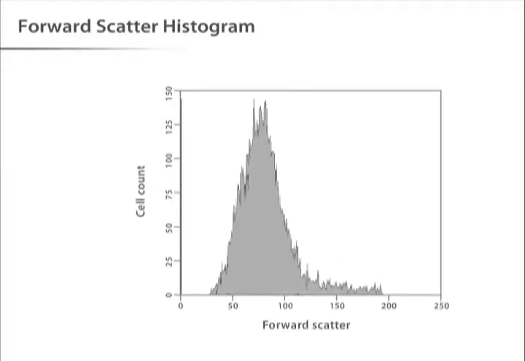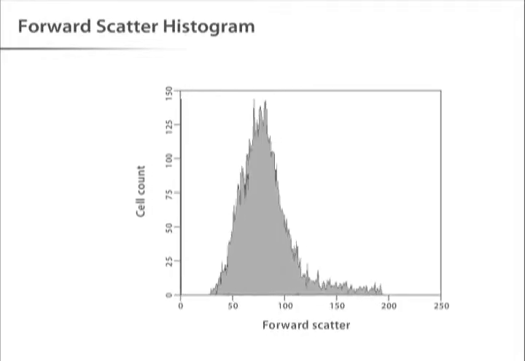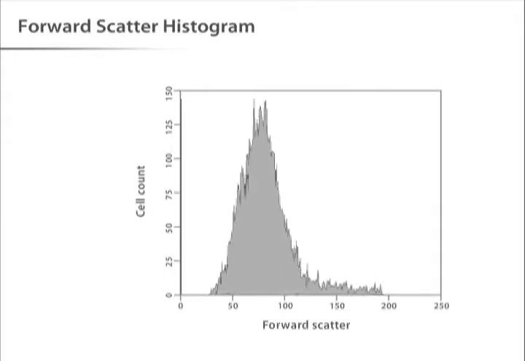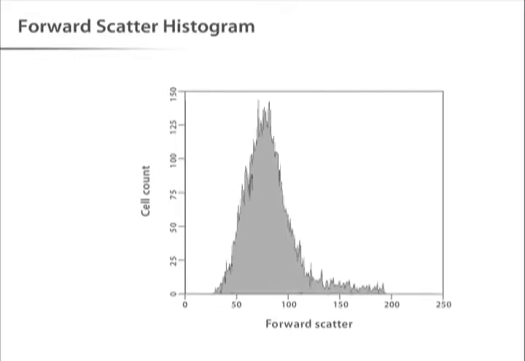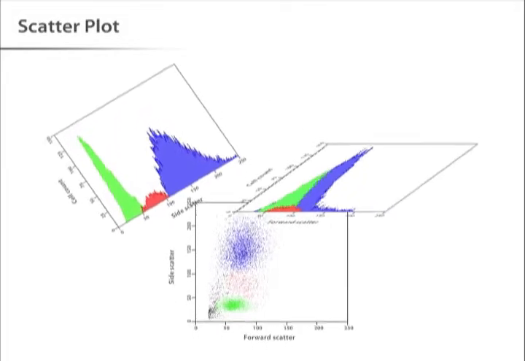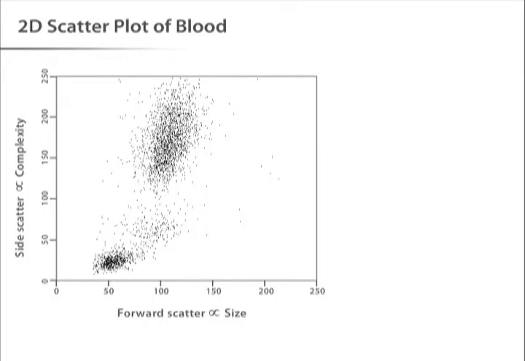The one-dimensional histograms we have seen so far do not necessarily show the complexity of the cell populations. For example, what appears to be a single population in the forward scatter histogram is, in reality, multiple populations that can only be discerned by looking at the data in a second dimension. This is done through the use of two-dimensional dot or scatter plots. You can see that the peaks from the forward and side scatter histograms correlate with the colored dots in the scatter plot.